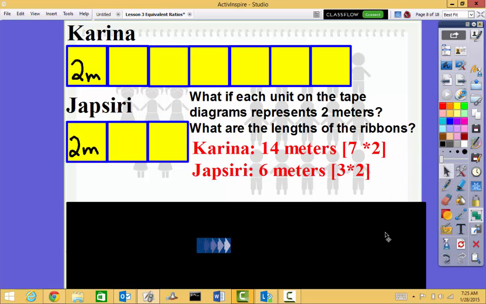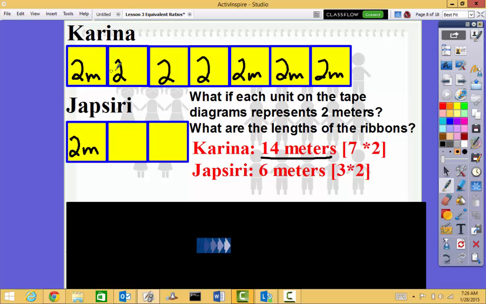Well, it's going to be 14 for Karina. This would be another 2 meters, 2 meters, 2 meters, 2 meters, 2 meters. And I see that's 14 meters. 2, 4, 6, 8, 10, 12, 14. She has a lot of ribbon there. Japsiri, on the other hand, would only have 6 meters. So here I would have 6 meters.